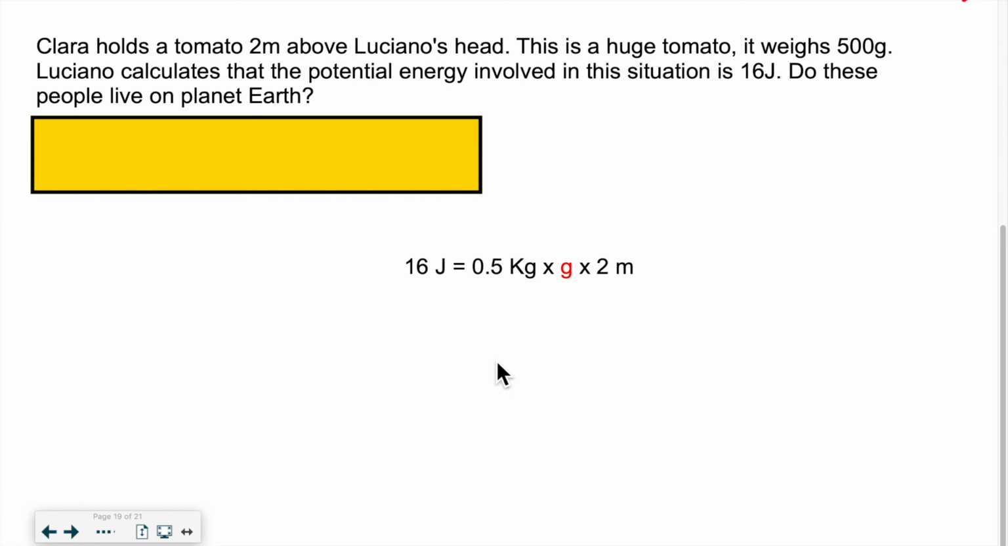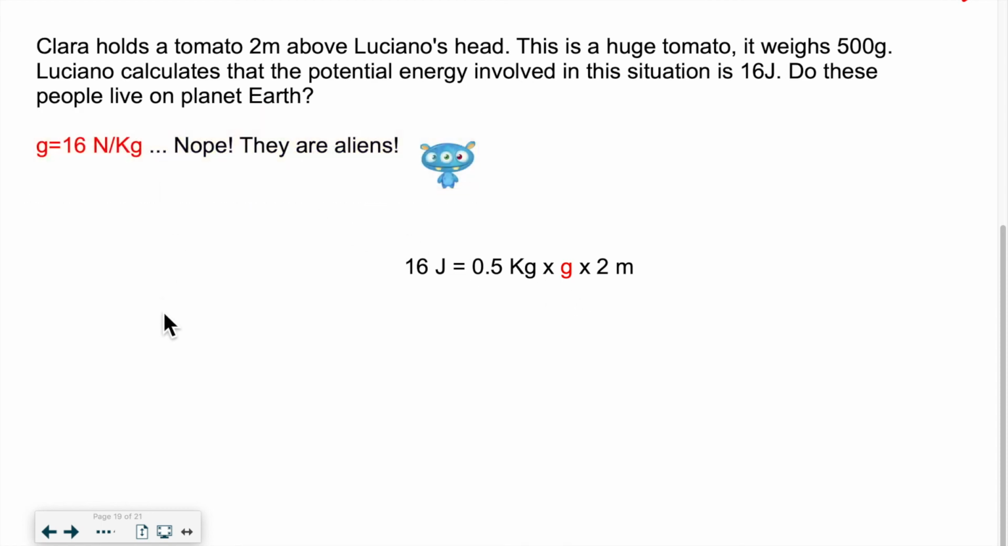So this is what I get as an equation. I'm solving for g. That's the only value that's missing. And it makes sense because we want to verify if these people live on planet Earth. Now, if this value turns out to be 9.8, yes, they are human, they live on planet Earth. And if not, then they live somewhere else. So if you do the calc, what do you get? You get 16 Newton per kilogram, which is not 9.8. So obviously they do not live on planet Earth. They are aliens. So those are your typical problems for potential energy.